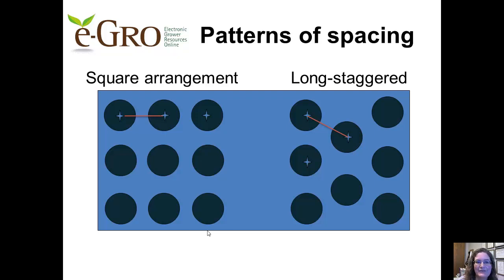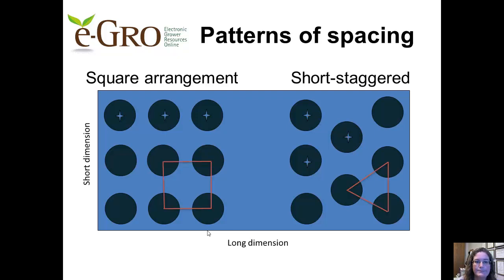Pot spacing is defined as the distance from the center of one pot to the center of a neighboring pot. So if we space on an 8-inch spacing, there's a distance of 8 inches from the center of one pot to the center of the next, as shown with the red lines in this diagram.